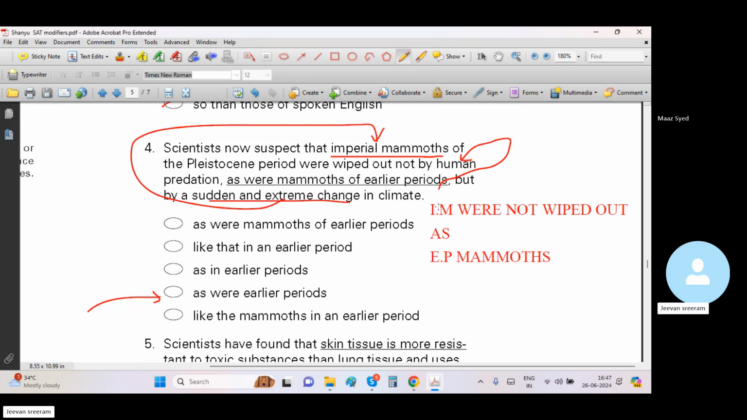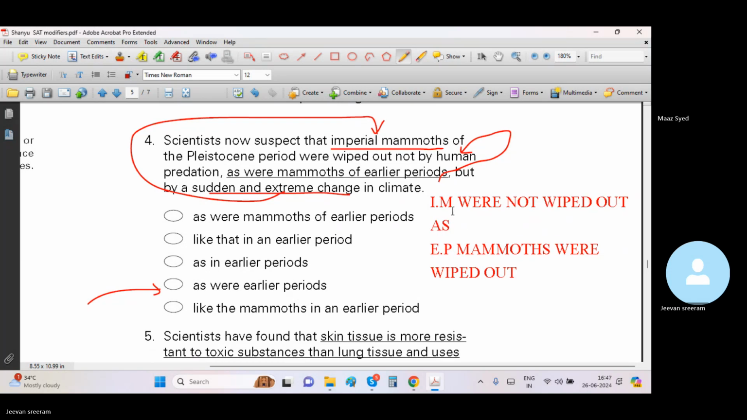So on the whole, imperial mammoths were not wiped out as earlier period mammoths. But there is a mistake in this sentence. The comparison is between how both were wiped out, no? Clear? Okay. So imperial mammoths were not wiped out as earlier period mammoths were wiped out. This is what we have on the whole.